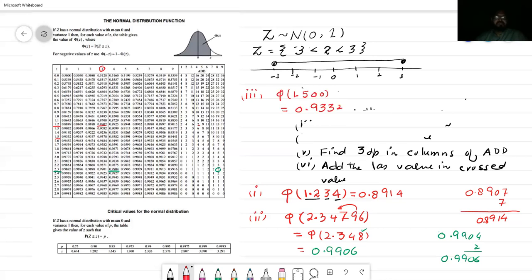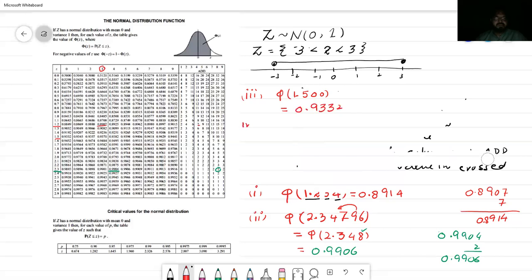My fourth example is very simple. If you have the minus sign within the phi, what will you do? In the fourth example, you have to apply this rule: phi of minus a becomes 1 minus phi of a. So to calculate this, I will write this.